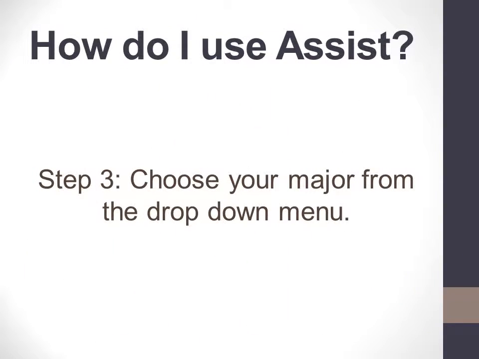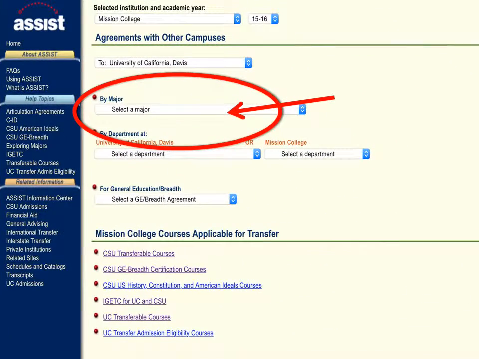The third step in the process is to choose a specific major at the chosen school. Assist will list off all the majors that the selected school offers. After selecting UC Davis, we have a section where it says By Major. There's a drop-down menu there, and we will open it up and click Political Science.